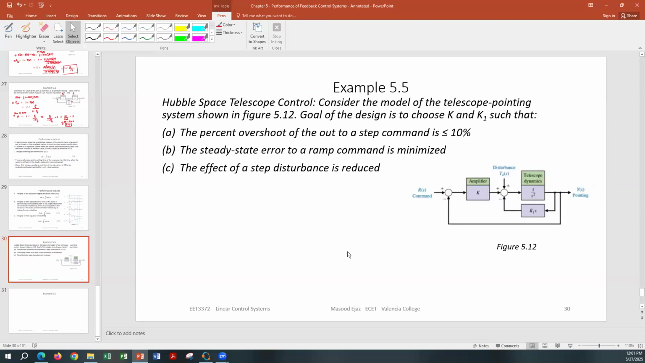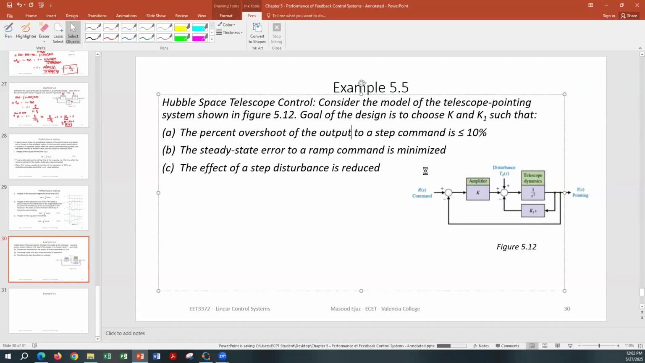Okay, what is this example? Hubble Space Telescope control. Consider the model of the telescope pointing system shown in figure 5.1. The goal of the design is to choose K and K1 such that these three conditions are met. The percent overshoot of the output to a step command is less than 10%. The steady state error to a ramp command is minimized, and the effect of a step disturbance is reduced.